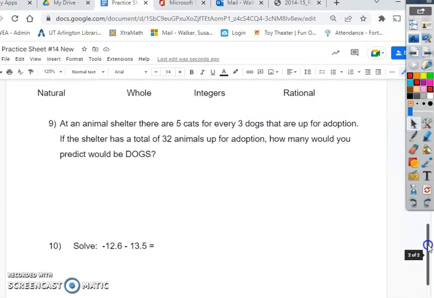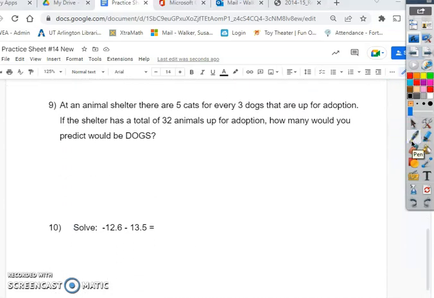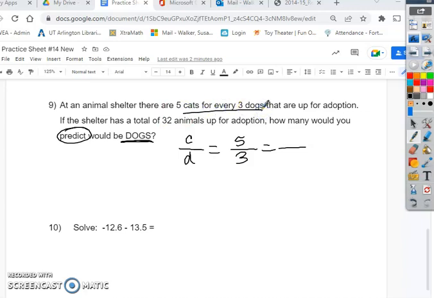And let's see here. Number 9. At an animal shelter, there are 5 cats for every 3 dogs that are up for adoption. If the shelter has a total of 32 animals up for adoption, how many would you predict would be dogs? Okay, this word predict almost always tells me to do a proportion. Almost always. So make sure you have a pencil. It says cats and dogs. 5 cats, 3 dogs. That's my ratio.